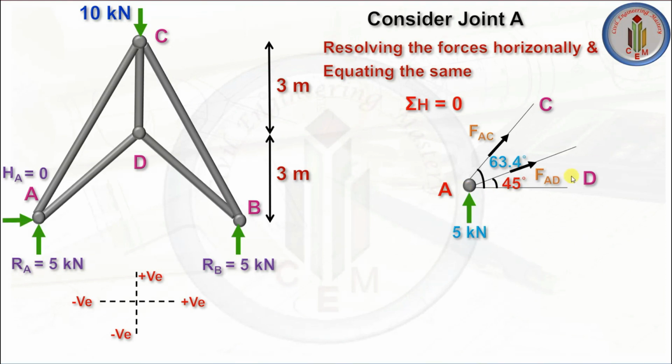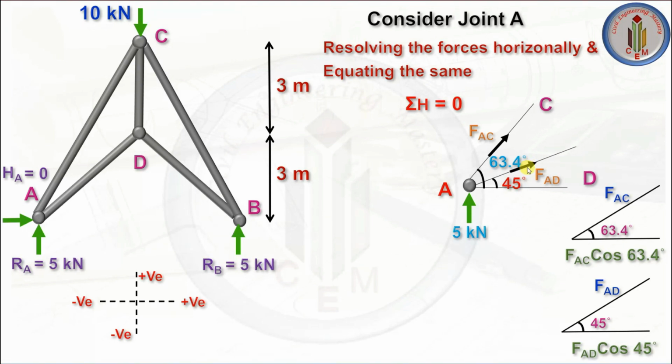At joint A, we have two unknown forces, that is FAD and FAC. We know the angle and this is our support reaction, so from this we need to find them out. Here FAC we convert into FAC cos 63.4 degree. Similarly, FAD we convert into FAD cos 45 degree. Let me tell you how we can take this.